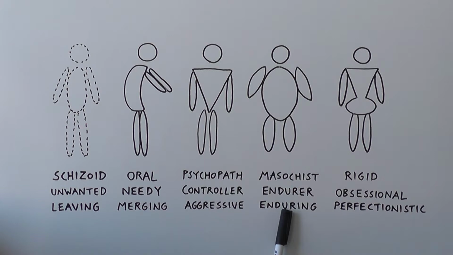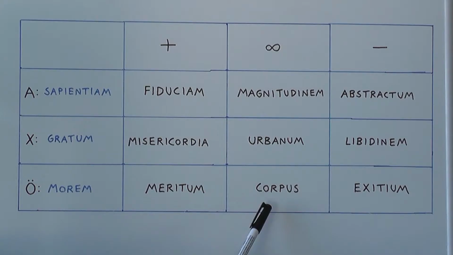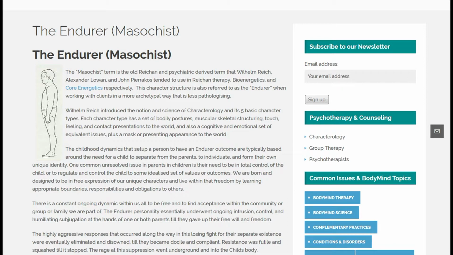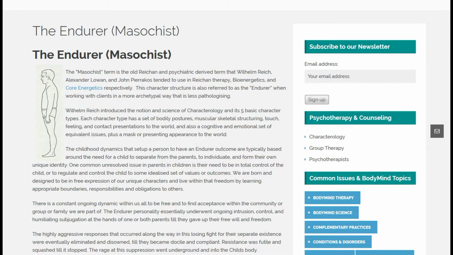The masochist or endurer seems to correspond to our corpus. Since I've known a lot of corpus types, and it's a common type in Sweden, I can tell you that the causal mechanism described here is nonsense. They did not undergo ongoing intrusion, control, and humiliating subjugation at the hands of one or both parents till they gave up their free will and freedom. Of course, they're probably not only talking about corpus types, but the following sounds like corpus.